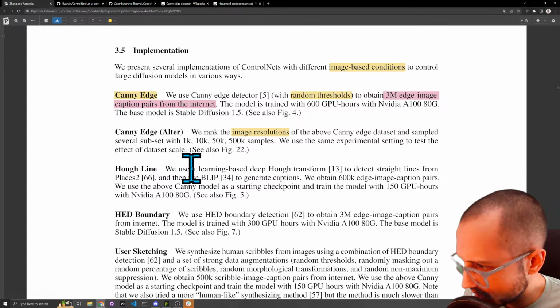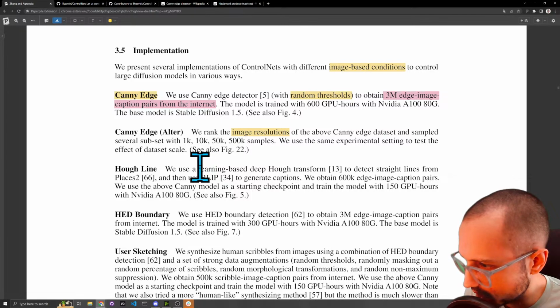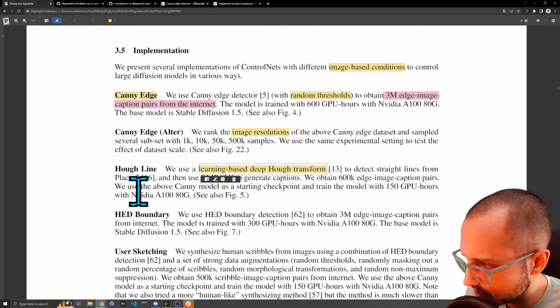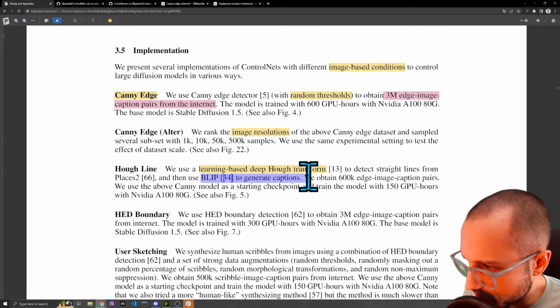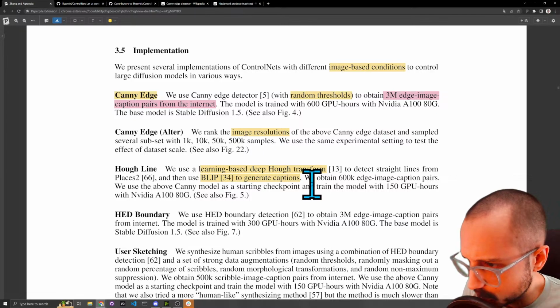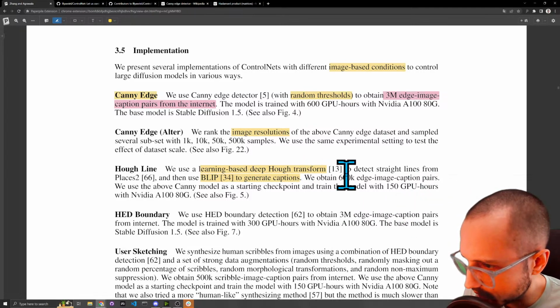Huffline, learning-based deep Huff transform to detect straight lines. Okay, so this is also going to produce an image that has edges. And then use BLIP to generate captions. So BLIP, this is the model that we saw on Monday. This is a captioning model that you give it an image and then it'll produce a little sentence that describes that image. We obtain 600 edge to image caption pairs, and we use the above Canny model as a starting checkpoint. Okay, so this is interesting.